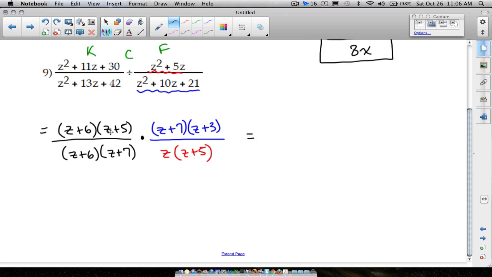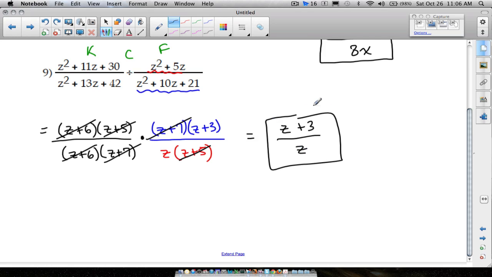So now let's cross out anything we can. Since all this stuff is getting multiplied at the top and all this stuff is getting multiplied at the bottom, we can start to cancel. The z plus 6's cancel out, the z plus 5's cancel out, the z plus 7's cancel out. Therefore, your final simplified answer is going to be z plus 3 at the top over z at the bottom. That's all we can do there. Do not cancel those z's out now because that z right here is not getting multiplied. So that is your final answer.